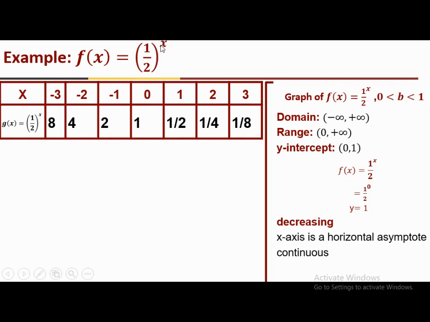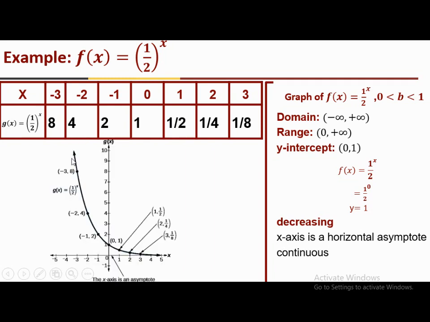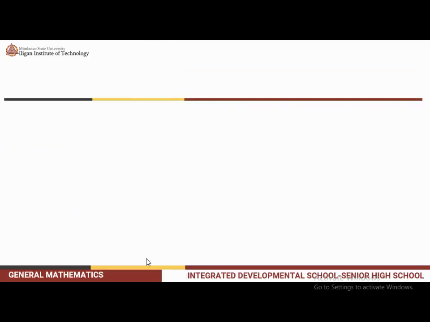So, if x equals negative 1, you'll have an answer which is 2. If x equals negative 2, you'll have an answer which is equal to 4. And after that, we need to graph. Ito na yung mga points. Then ito yung tinatawag natin na y-intercept. And what have you noticed sa graph na to? It is a decreasing na graph. As x increases, what happens to y? Y decreases. That's why it is considered as a decreasing na behavior ng graph.